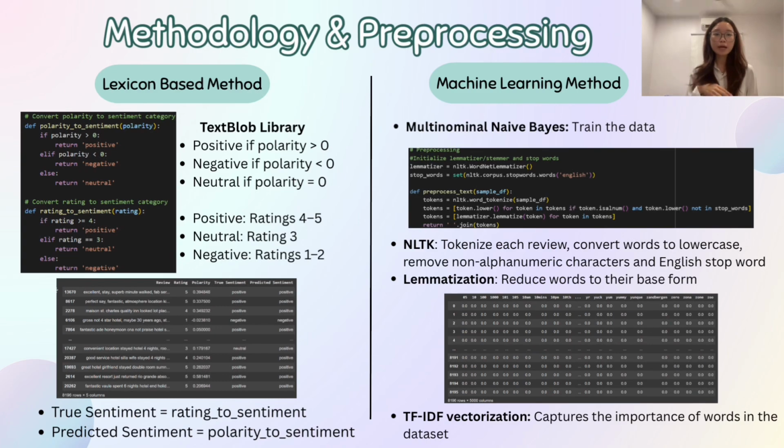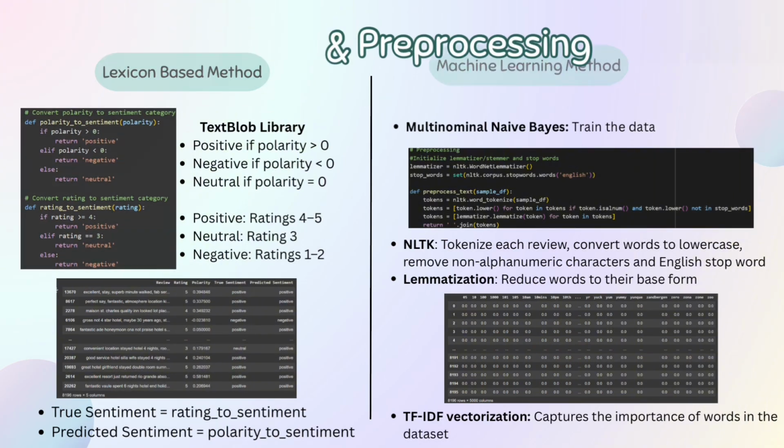Second, we apply a machine learning method using multinomial Naive Bayes to train on the dataset. Reviews were pre-processed with NLTK to tokenize, lowercase, clean, remove stop words, and lemmatize to reduce words to their base form. Then, we used TF-IDF vectorization to turn text into numerical features. The model was trained to classify sentiment, capturing context effectively and performing well on large review datasets.